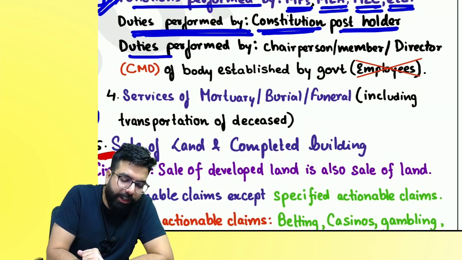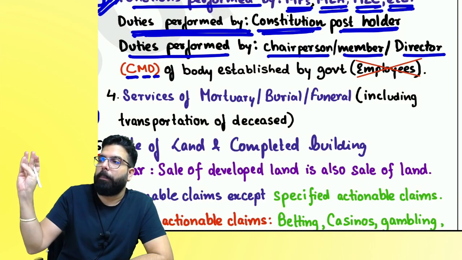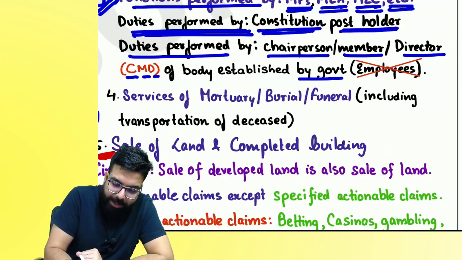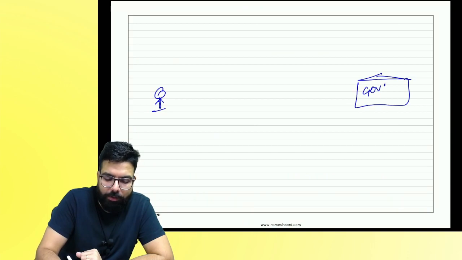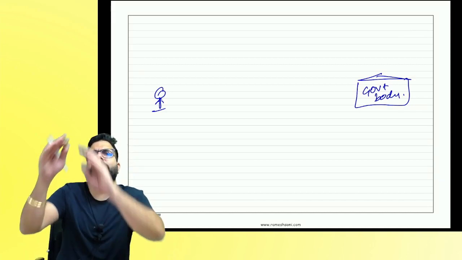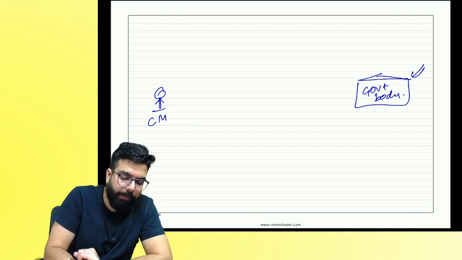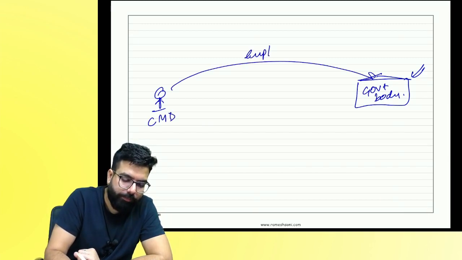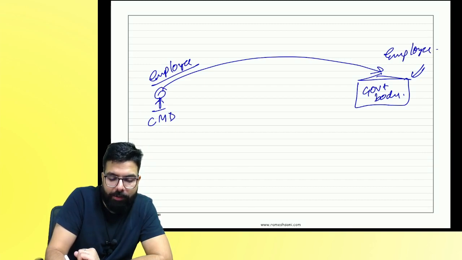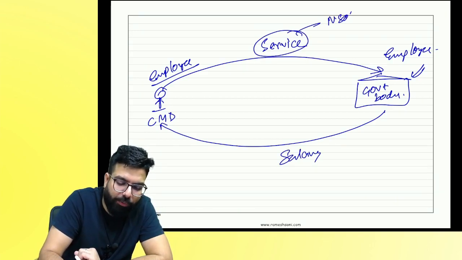Next. Duties performed by a chairperson, member or director, CMD. Okay, tell me one thing. There is a chairperson of a body established by the government. Supposing government has set up one governmental body. Now, if there is a chairperson, member or director who is an employee, and the body is the employer, then his service will be neither supply of goods nor supply of service.